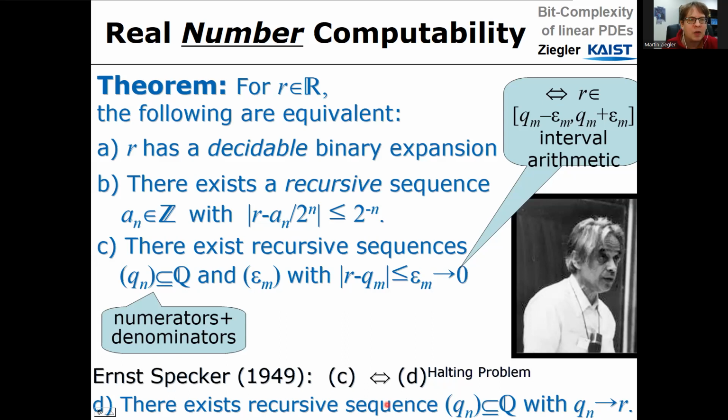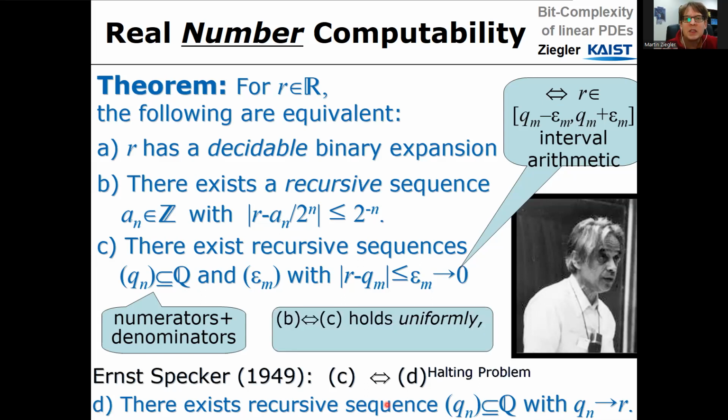Instead, remember, we want to talk about complexity, not about computability. And this is where things start to get delicate. The first observation is that the equivalence between A and B does not hold uniformly. There's no way of translating a Turing machine producing this sequence into a Turing machine deciding this binary expansion, whereas the equivalence between C and B does hold uniformly. So that's where things start to get subtle.